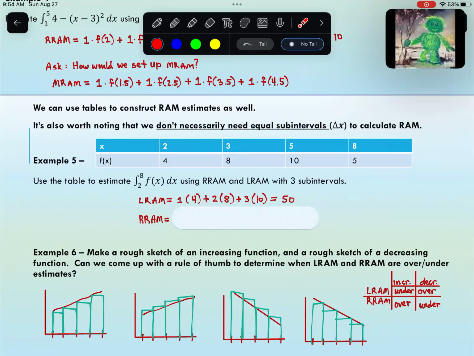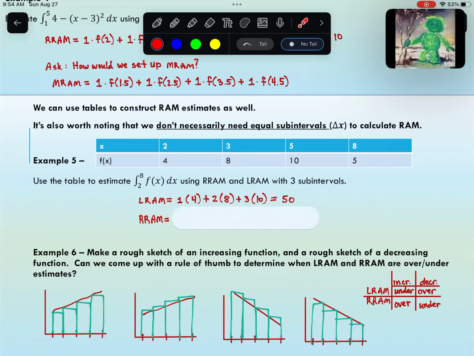Second rectangle, stretching from 3 to 5 in the x direction, giving me a base of 2. The leftmost function value for this second interval is 8. That becomes my height. And then finally, third rectangle, we see a distance of 3 for a width. We see a height of 10 based off of the left side, hence 3 times 10. Final calculation, LRAM approximation of 50.